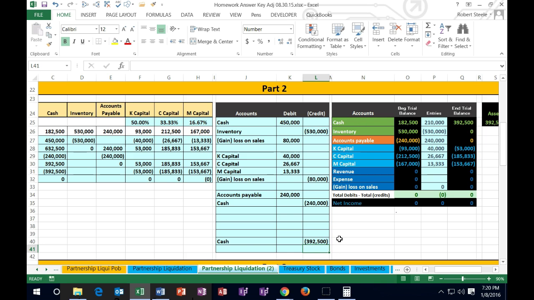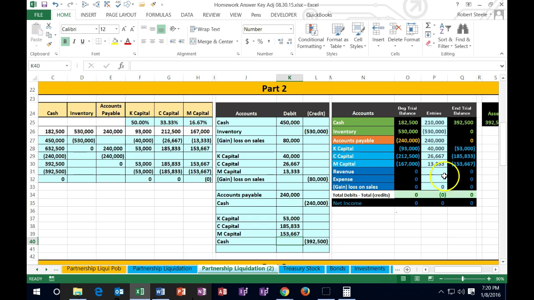And we will then pay out the partners not in accordance with their profit sharing ratio, but in accordance with what is owed to the partner represented by the capital account balances here. So we're going to take these 3 partners, right click and copy. We're going to debit those accounts, making them go down. We're going to paste that to J37, right click, paste, 1, 2, 3. And I'm just going to put the amounts that are in their capital accounts. So K has 53,000 in the capital account. That's what we're going to debit. C has this 185,833. And M has in the capital account 153,667.